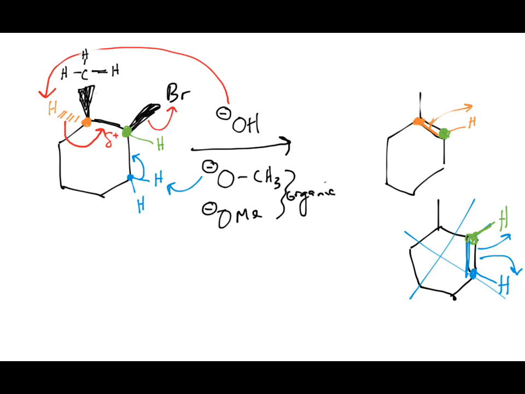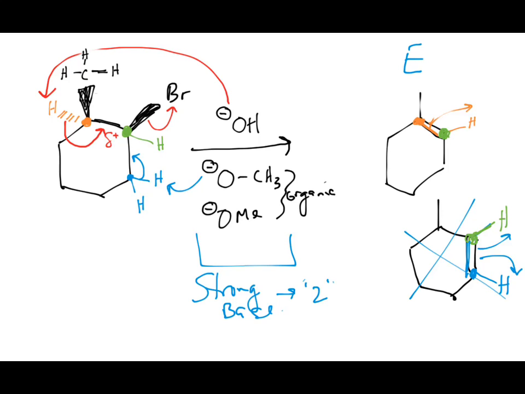Now if we try to decide which mechanism this one would be? E2, why? Okay, we had a couple things going on here. Number 1, we're looking at this being a strong base. Strong base suggests which mechanism? There are 2 types. We formed a double bond, which means we're looking at an elimination.